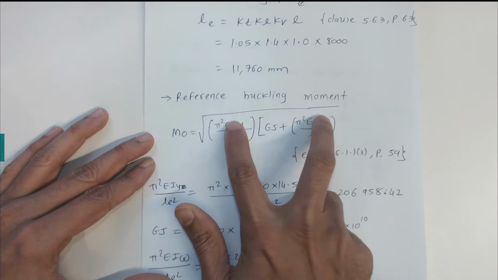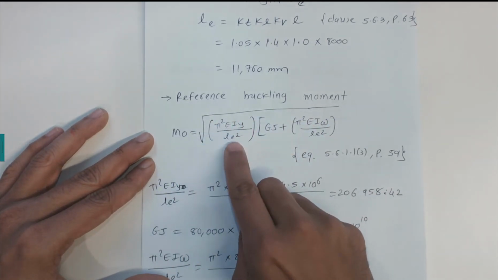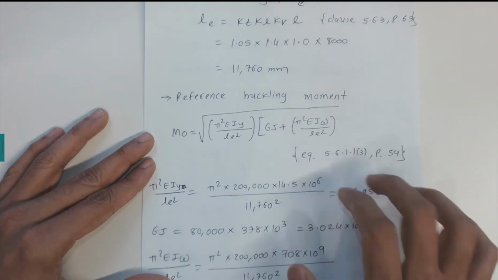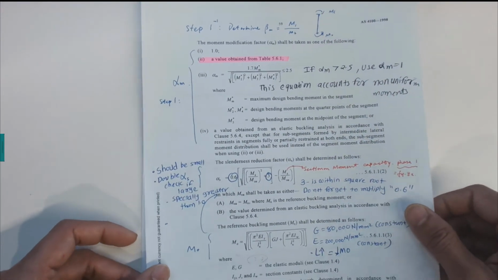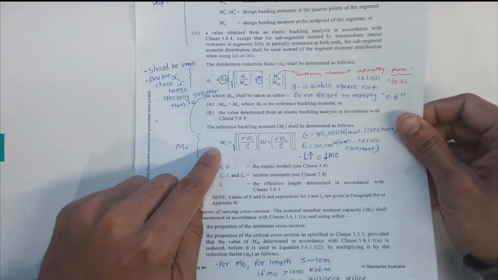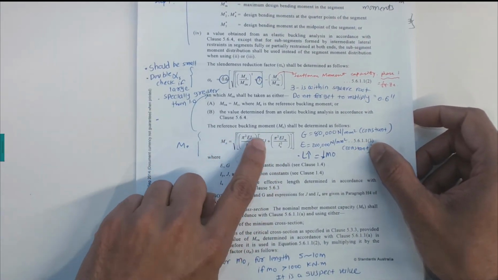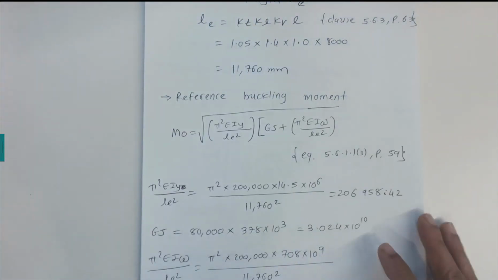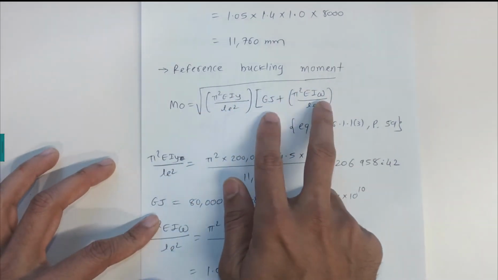Now there is a big equation, the reference buckling moment M0, equal to the square root of pi squared E Iy over Le squared, times G J, plus pi squared E Iw over Le squared. That equation is taken from the Australian Standard. On page number 59, in equation 5.6.1.1 in the middle of the page, we have this big equation. Since it is a big equation, I'm going to break it down into 3 different sections.